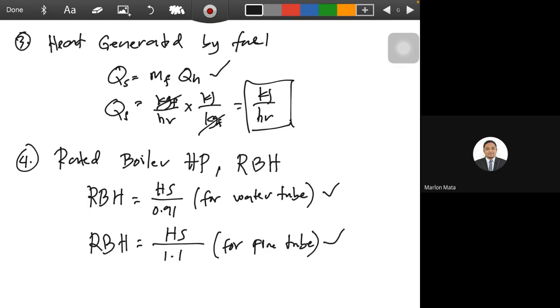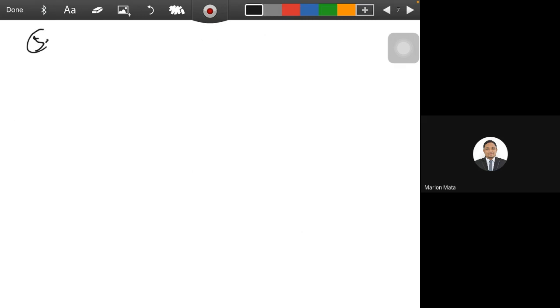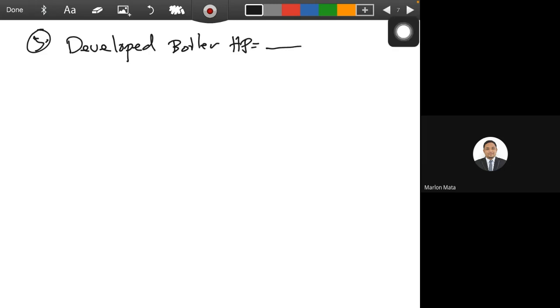Okay, then formula number five is developed boiler horsepower. Developed boiler horsepower is equal to mass of steam times the enthalpy of steam, it doesn't necessarily have to be saturated steam, it could be superheated steam, as long as it's the enthalpy of steam at the exit of the boiler, which is technically the entrance of the turbine, minus HF, the saturated liquid enthalpy of the feed water, over 35.3, no? Remember this, memorize this.